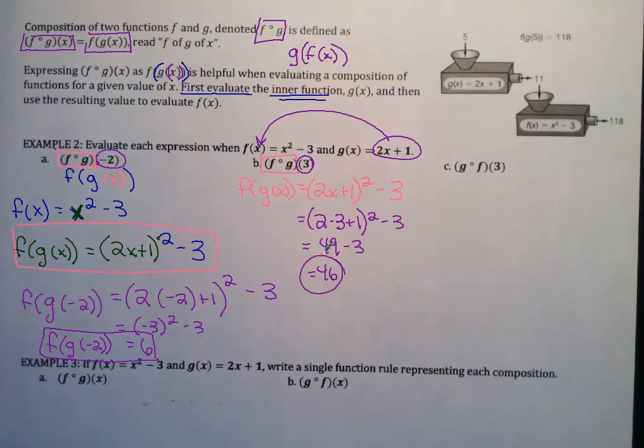All right, so your homework is 1 through 17, odd. You're not going to be able to get through all those where we stopped today.